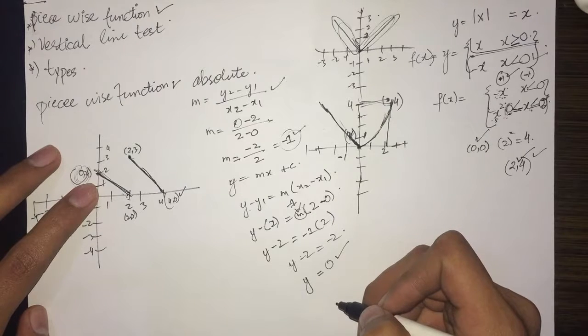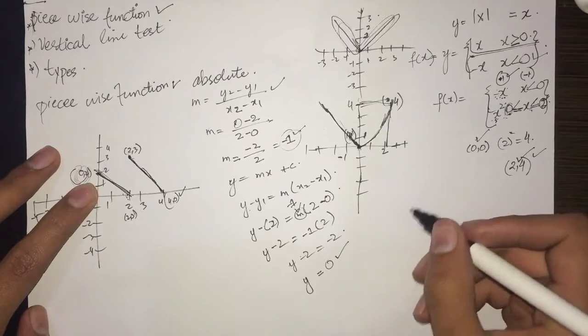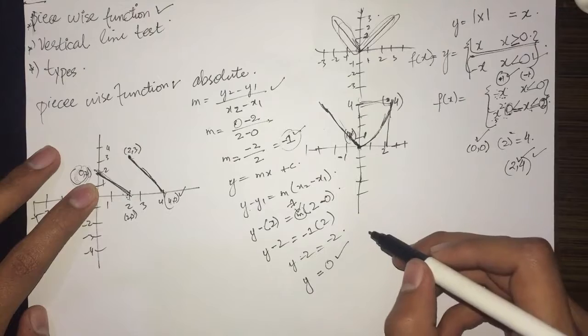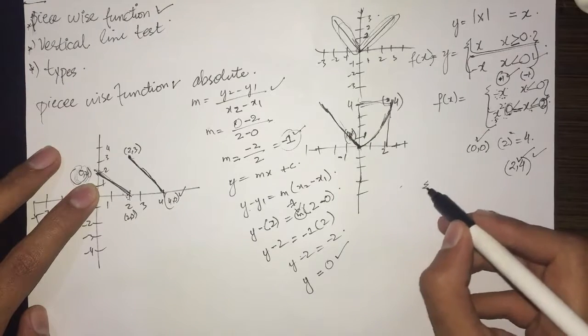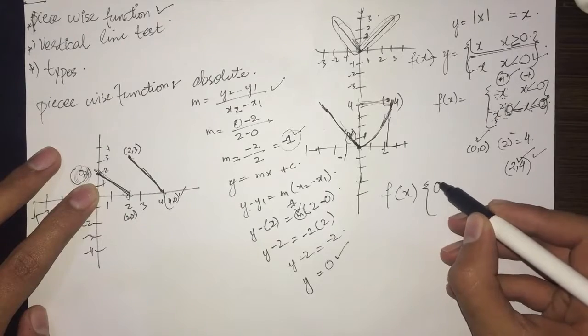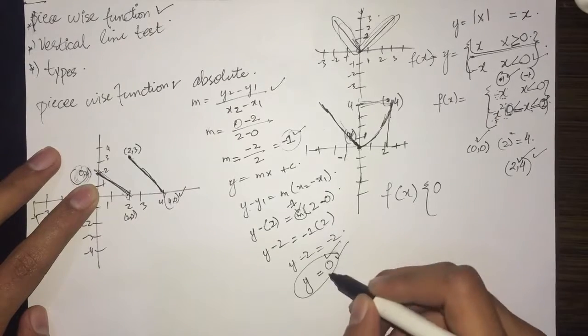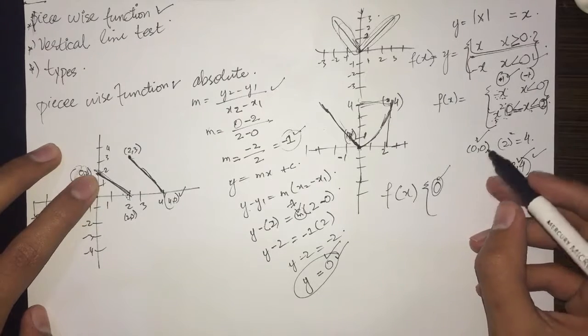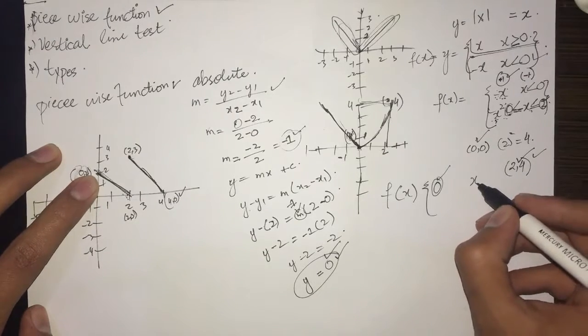So what you do is you put y equals 0. So f of x equals y equals 0. This is the equation of y, this is going to be the function of y. Y equals 0, and the condition. So what's the condition? The condition is x.